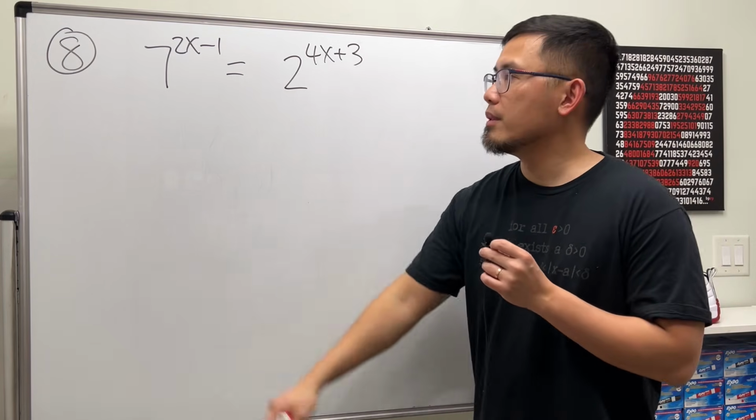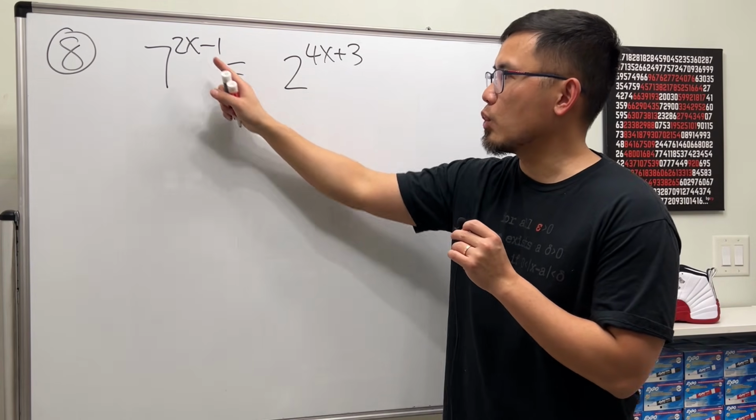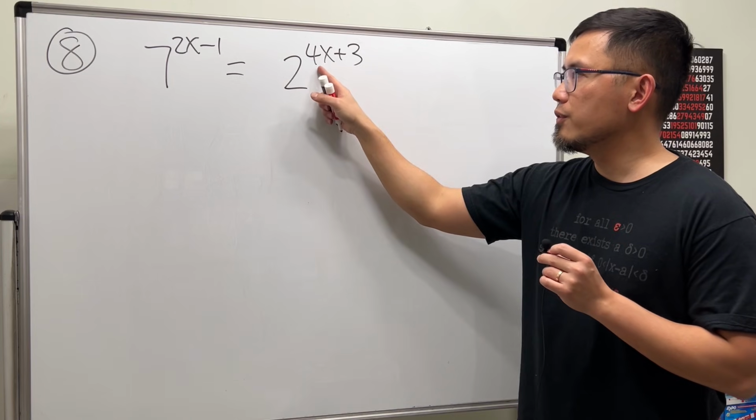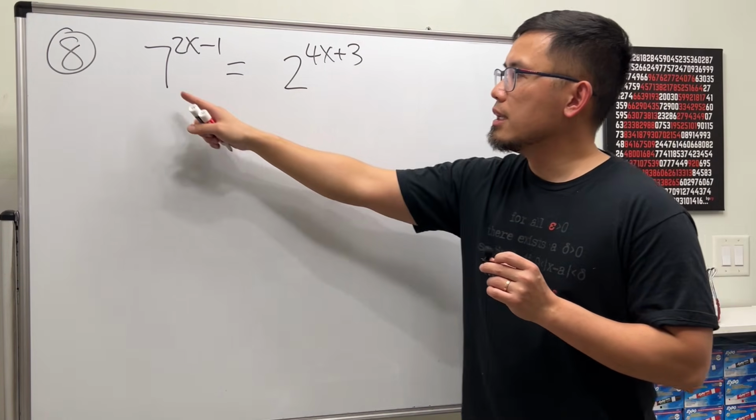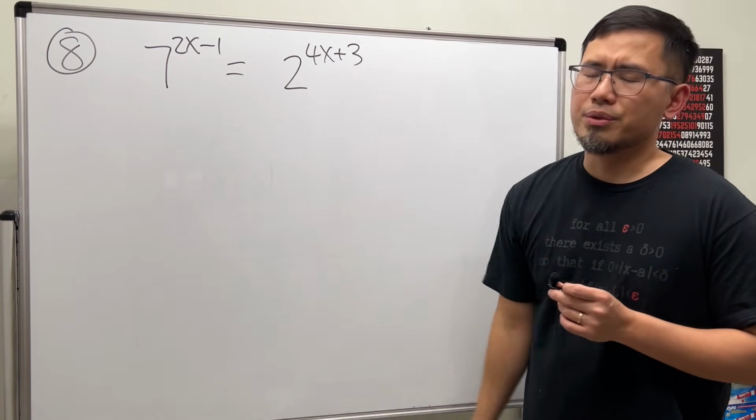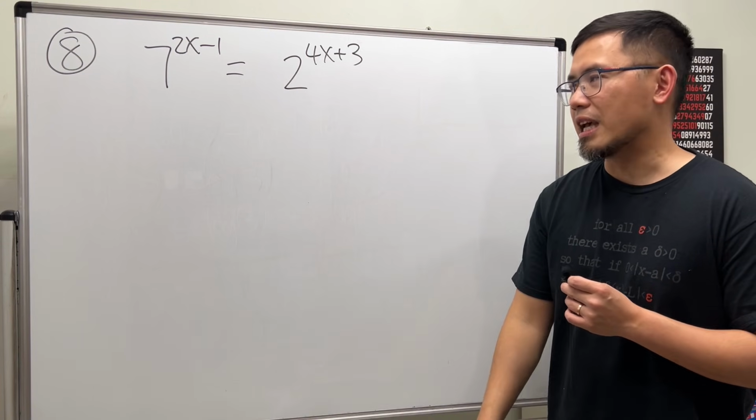Alright, I know number 7 was a little bit more difficult, so for number 8, let's practice a similar one. We have 7 to the 2x minus 1 equals 2 to the 4x plus 3. The base 7 and the base 2, we cannot make them the same.